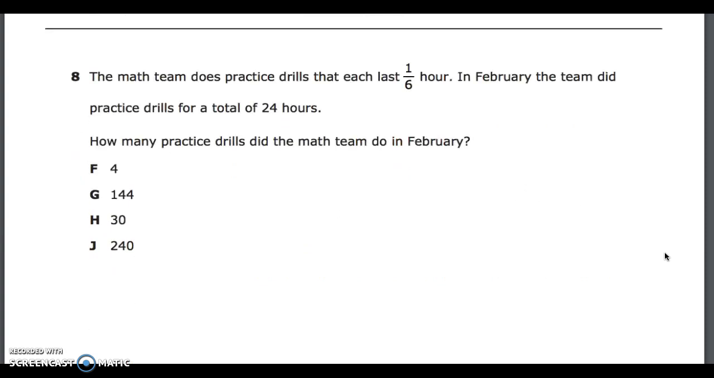Number 8. The math team does practice drills that each last 1/6 hour. In February, the team did practice drills for a total of 24 hours. How many practice drills did the math team do in February?